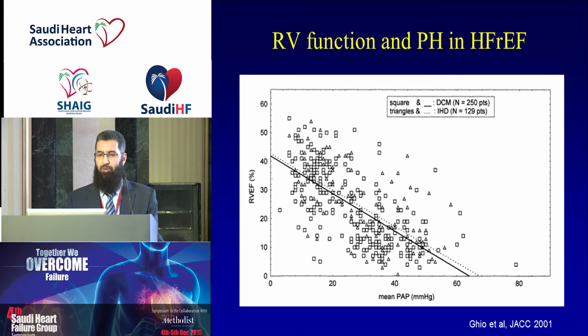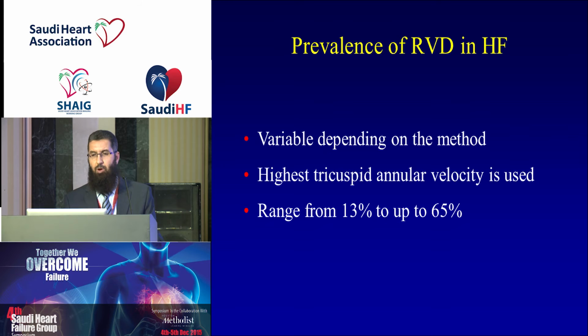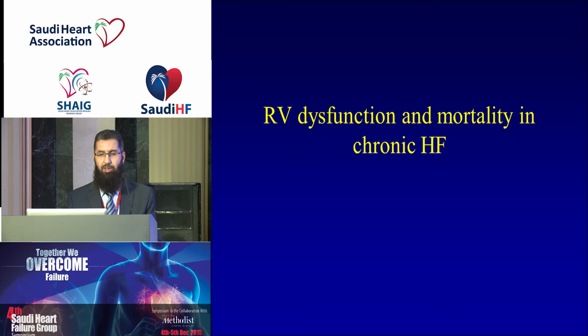That study was done in HFpEF. A study in HFrEF came from an Italian group from Pavia, Stefano Ghio's group. Again, they showed a significant correlation between PA pressure and RV function in both ischemic and non-ischemic cardiomyopathy. Now, the prevalence of RV dysfunction is also variable, and it depends on what method you use. It tends to be higher if you use the tricuspid annular velocity and lower if you use right ventricular area change, but it ranges between 13% and 65%. It is common in both HFrEF and HFpEF.